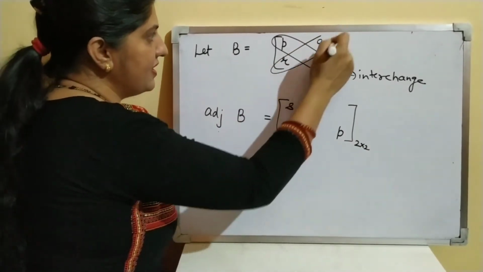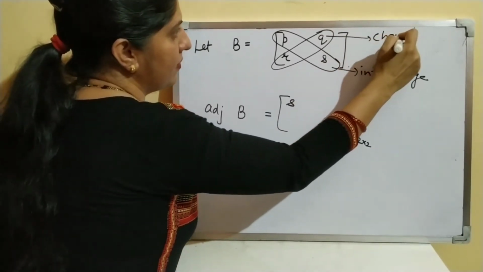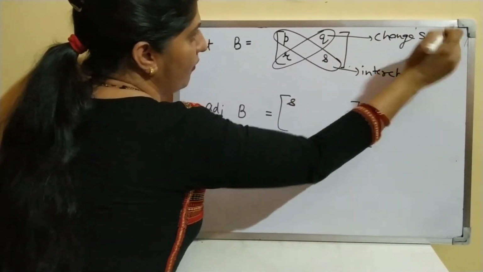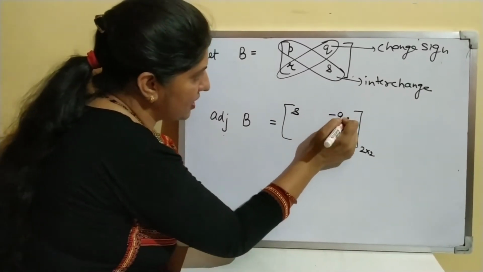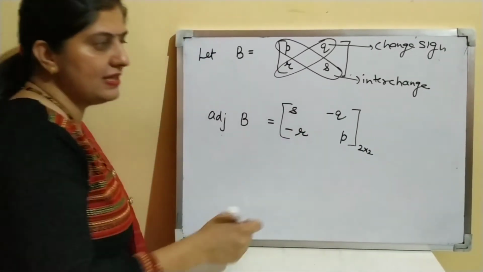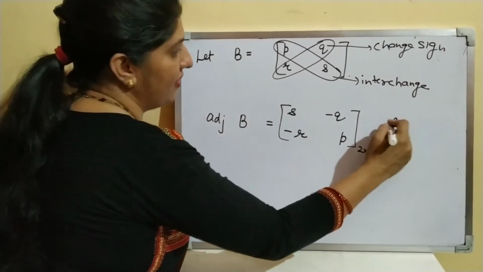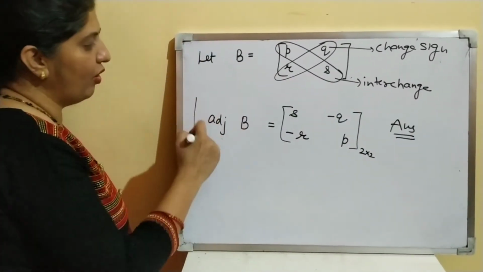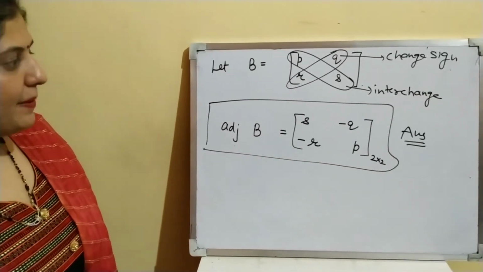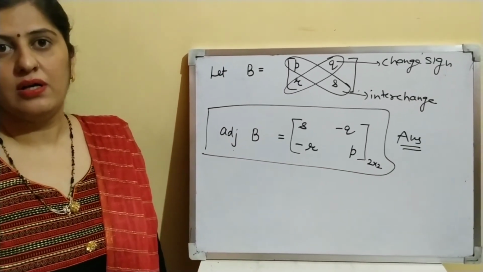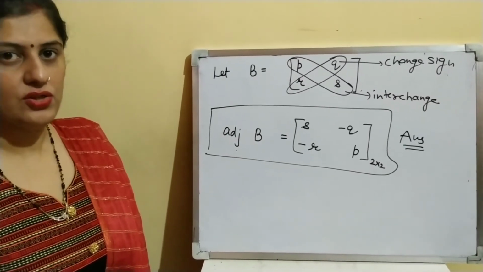Now change the sign of non-diagonal elements. Q becomes minus Q, R becomes minus R. In this way, we get the adjoint of matrix B. This shortcut is applicable only for a square matrix of order 2.